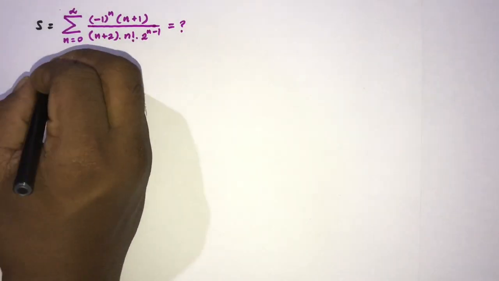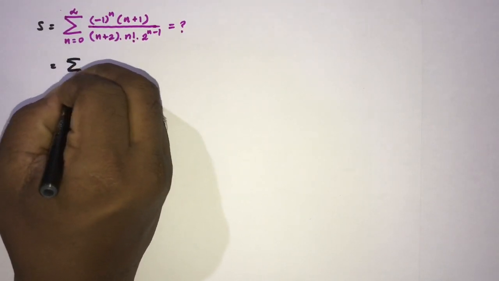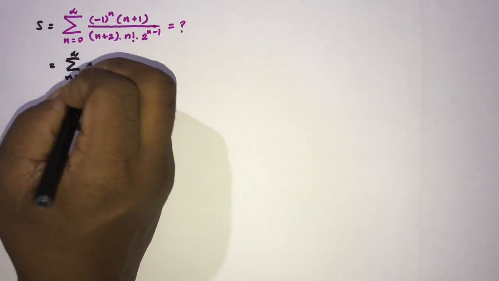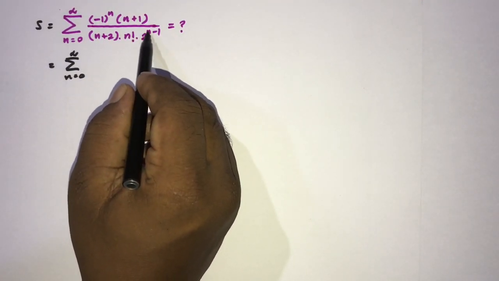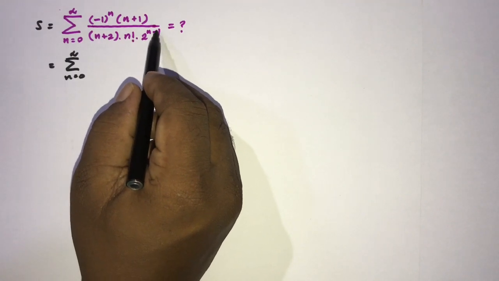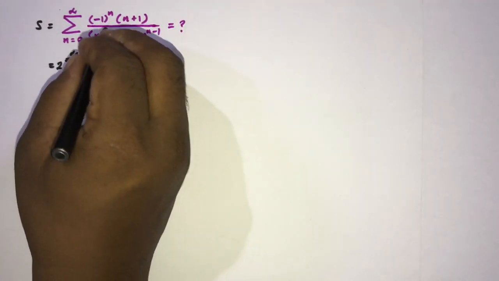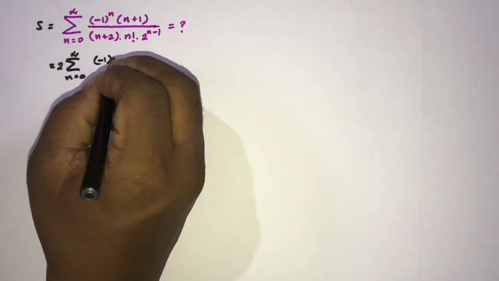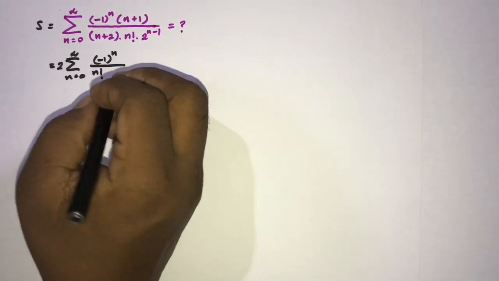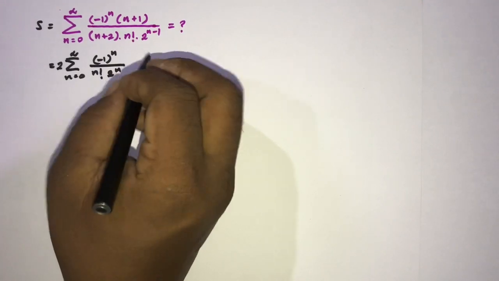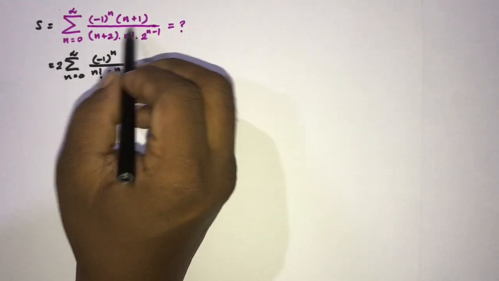So we can write this is equal to the sum from n equals 0 to infinity. Now here 2 raised to the n minus 1, so we can write this as 2 raised to the n times 2 raised to the minus 1, so 1 over 2. So we can write 1 half outside. And then here minus 1 to the n over n factorial, 2 raised to the n times n plus 2. So now here we have n plus 1 over n plus 2.